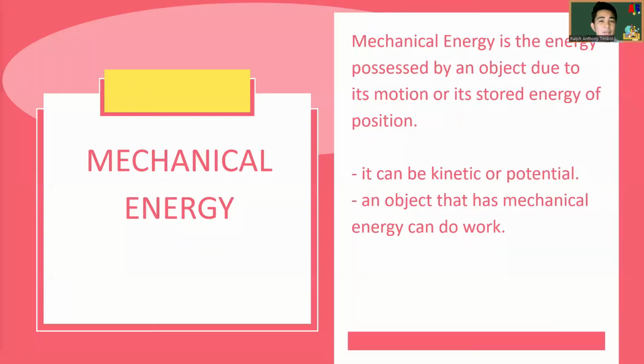Now let's talk about the different types of energy that are present in our daily life. So pamilyar tayo dito kasi everyday in our daily life na-encounter natin ang mga ganitong energy. We have the mechanical energy. Mechanical energy is the energy possessed by an object due to its motion and its stored energy of position. It can be kinetic or potential.